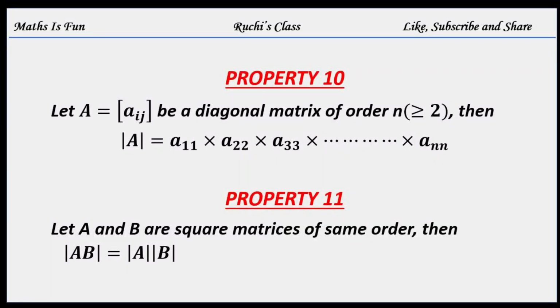Property 10. If A equal to aij is a diagonal matrix of order n greater than or equal to 2, then determinant of A is equal to a11 into a22 into a33 and so on up to ann. Property 11. If A and B are square matrices of the same order, then determinant of AB is equal to determinant of A into determinant of B.